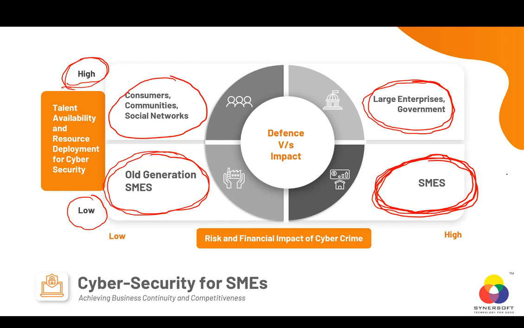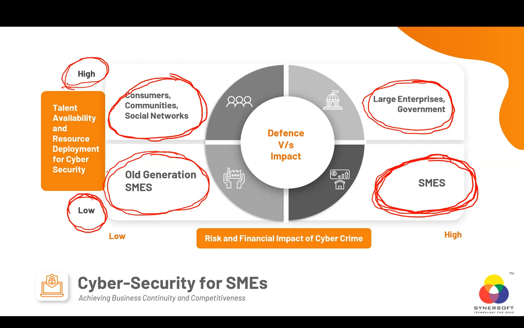Now coming to the horizontal axis, it is about risk and financial impact of cybercrime. In case any of these enterprises are victim of any cyber fraud or cybercrime, what would be the risk and financial impact on them? So for consumer, community, social networks, it would be low because it would be the consumer who would be affected, and most of these large networks have very good cybersecurity provisions. So when there is an attack, it will have very little impact.